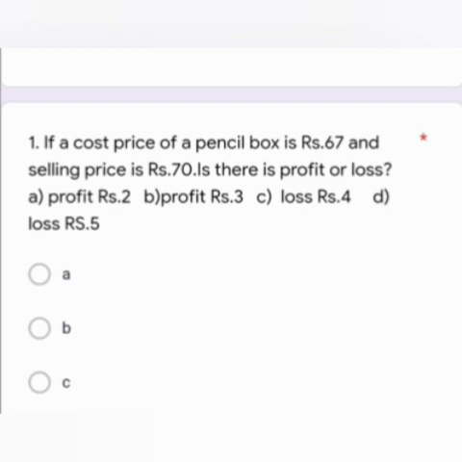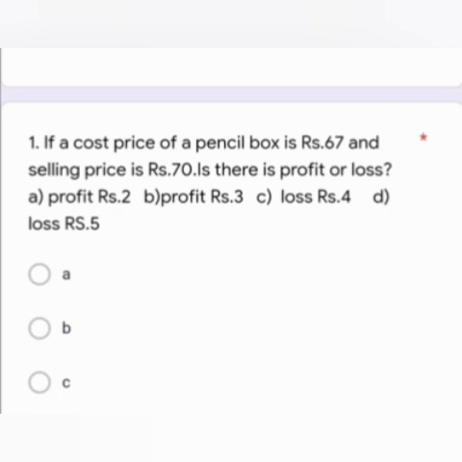If the cost price of a pencil box is rupees 67 and selling price is rupees 70, is there a loss or profit? First option is profit rupees 2, second option profit rupees 3, third option loss rupees 4, and fourth option loss rupees 5. See, it is bought for 67 and sold for 70. Bought for less amount, sold for more amount. So there is a profit.